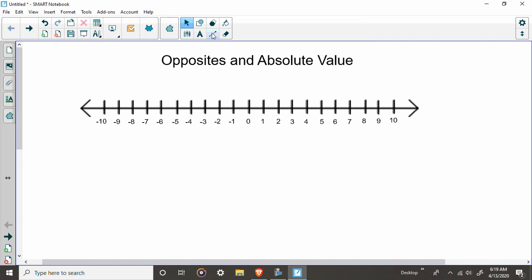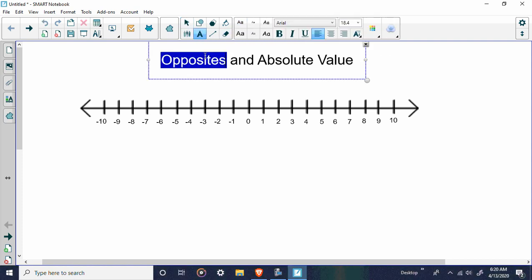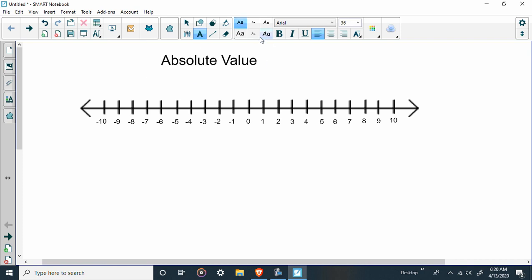Absolute value. Okay, absolute value is what we've got to talk about now. Let's get rid of this and just say absolute value. Absolute value is a way of expressing that distance from 0. If I said, what's the absolute value of 5? In other words, how many spots did I go from 0 to 5? Well, I went 1, 2, 3, 4, 5.